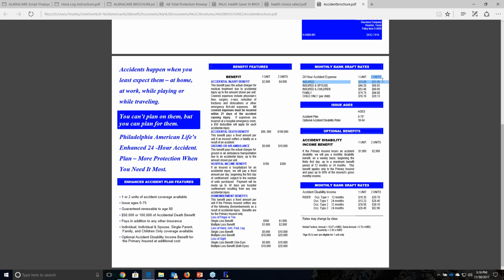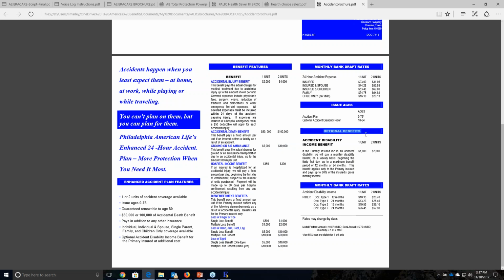Very affordable. $31 for a single, $56 for a husband and wife, $69 for a family and kids, and $94 for everybody. Pays up to $4,000 per incident, $100,000 of accidental death, $10,000 of ground air ambulance, which we know that helicopter ride is a pricey ride, as well as a $300 per day income benefit for every day that you're in the hospital due to an accident, and some dismemberment benefits as well.